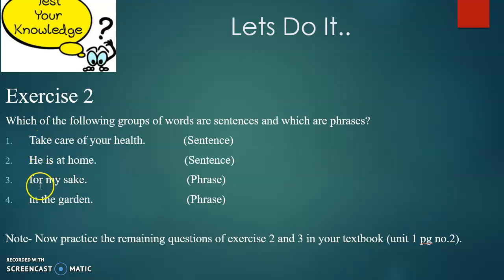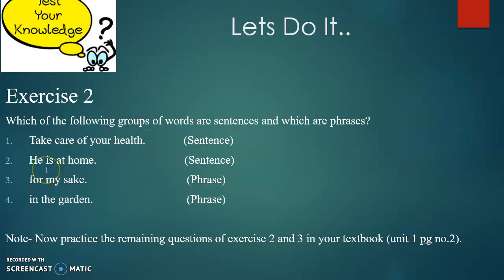These groups of words are given here. So number 1, Take care of your health. First you check whether the rules are completed here or not. First, a sentence should start with a capital letter. So here the sentence started with a capital letter. And second, it ended with a full stop. It means it is completing the rule of a sentence. And it also has a verb. It means this is a sentence.